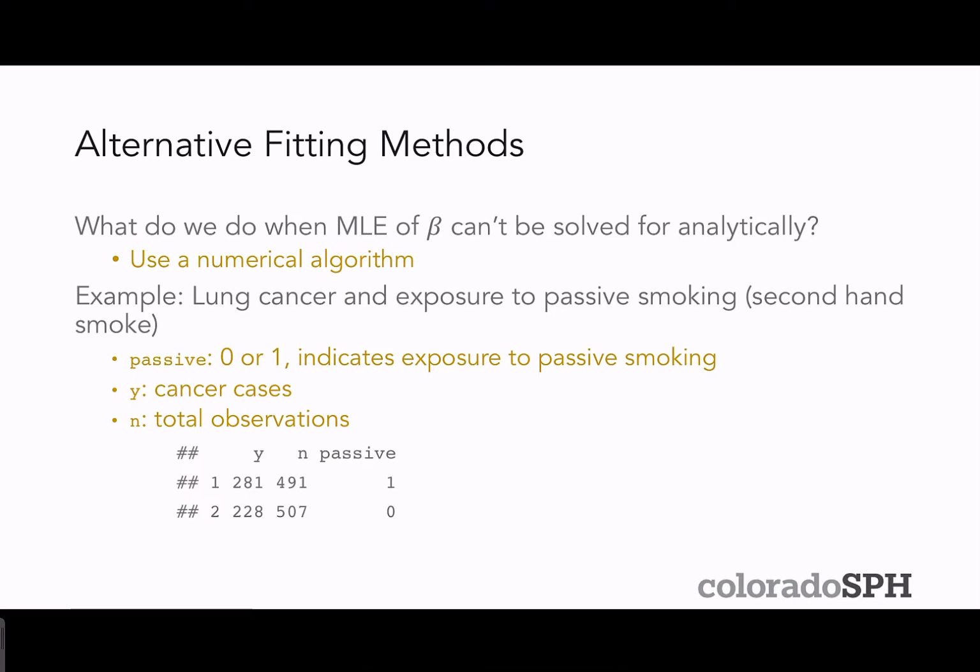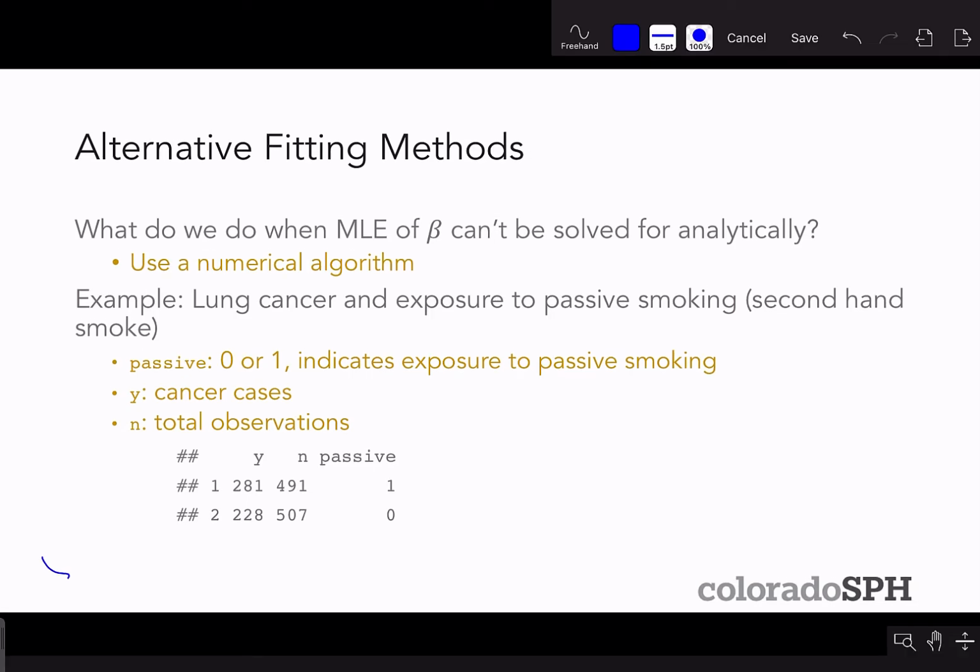So how do we actually go about finding that MLE numerically when we can't solve for beta analytically? You use a numerical algorithm. I'm not going to go through the actual steps of the algorithms that you can use. There's a ton out there that you can use to maximize any sort of function that you're interested in. The maximum likelihood is just one example of a function that you might want to find the minimum or maximum of. But I am going to show you a couple examples of numerical ways of finding that MLE.